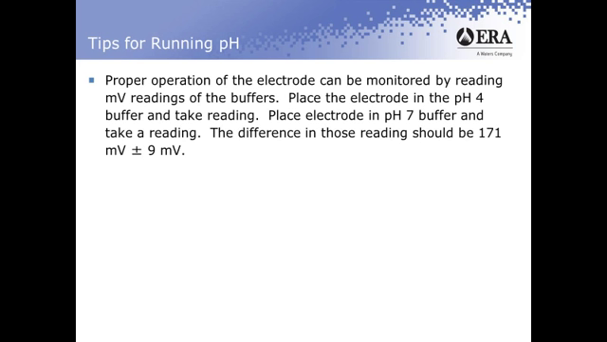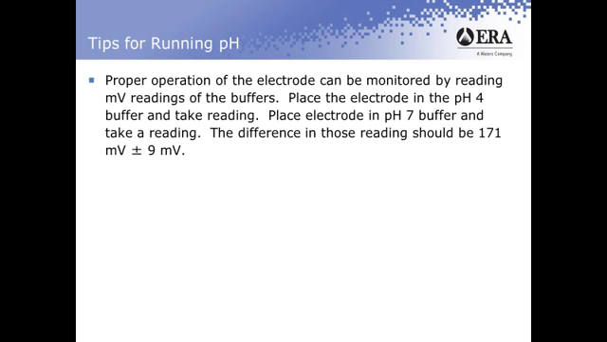There are certain things you can do to check the operation of the electrode. And here's one big tip that you can do to help monitor the operation of your electrode. Most of your meters can read not only in pH, but also in millivolts. So here's what I would recommend doing. Take your meter, put it into millivolt reading. Place your electrode into a pH 4 buffer solution.